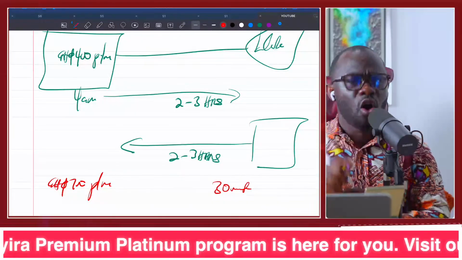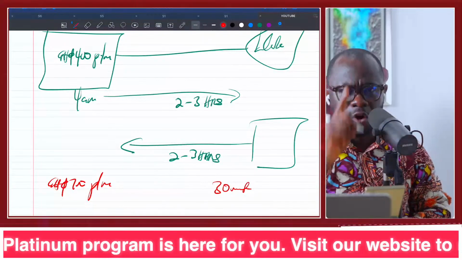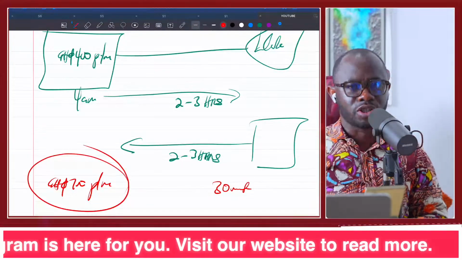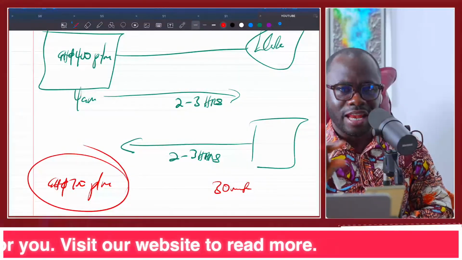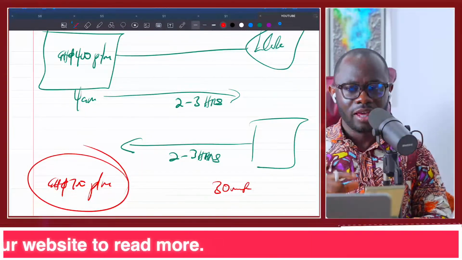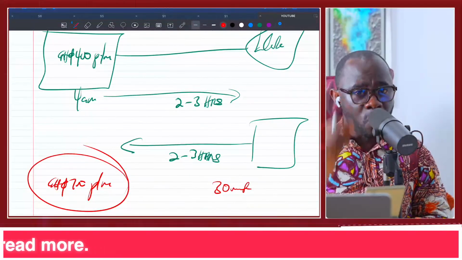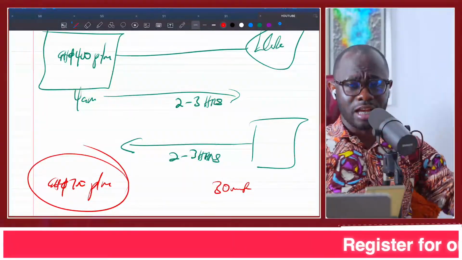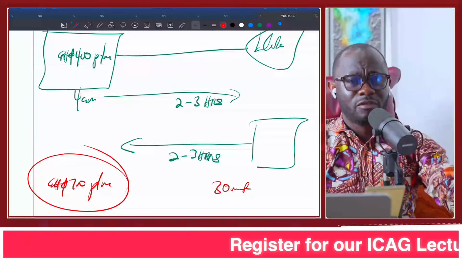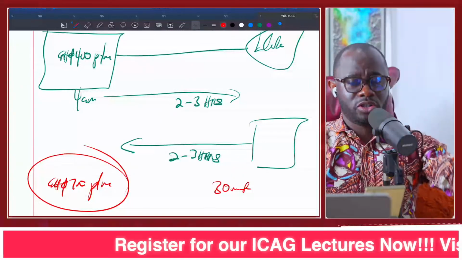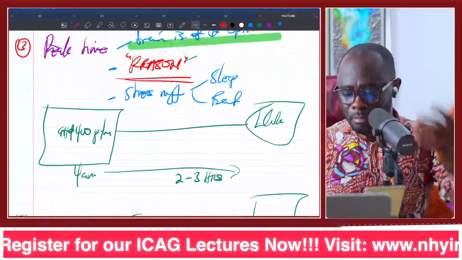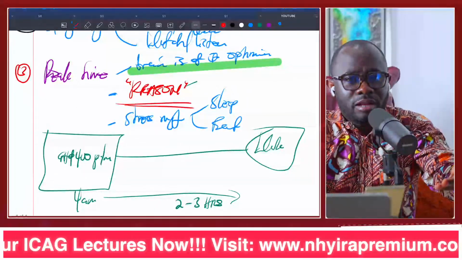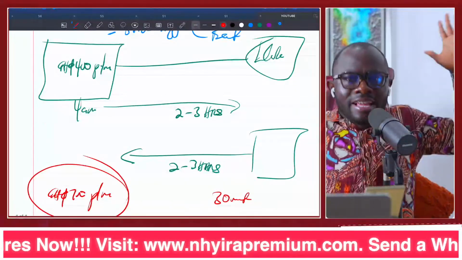Which of these two options should you go for? The second option. Why? Because there is less stress. Why? You become more successful. Why? You can have quality time with your children. You can spend quality time with your spouse. You can become a better version of yourself mentally and emotionally. But people are piling stress on themselves because they think they are wise.